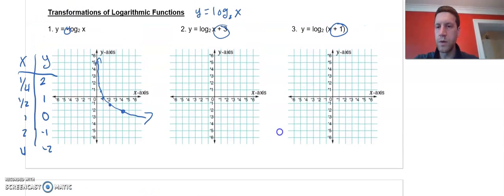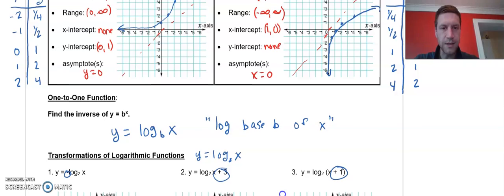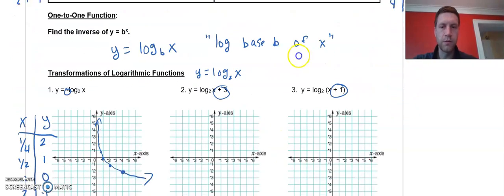Okay, and we should see that that was a reflection over the x-axis from our first graph.